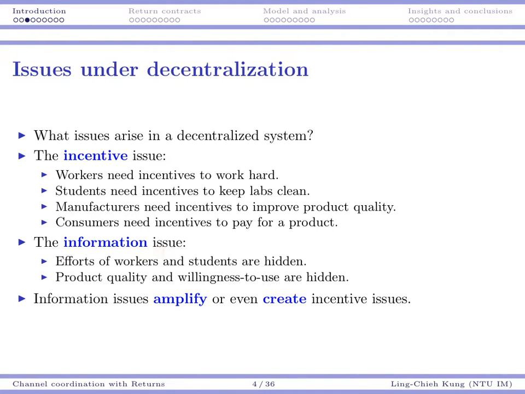Another aspect is the information part. The efforts of workers and students are something we call hidden. Their efforts or actions cannot be observed or verified. So that's hidden information to the mechanism designer or to society. At the same time, product quality and the willingness to pay or willingness to use are also hidden.